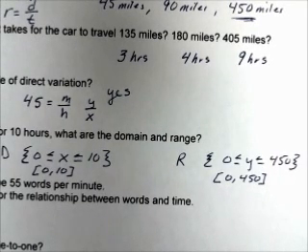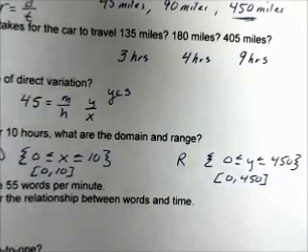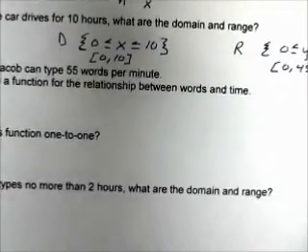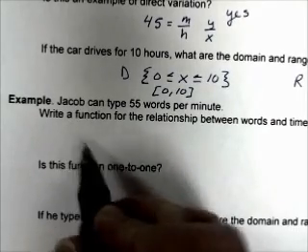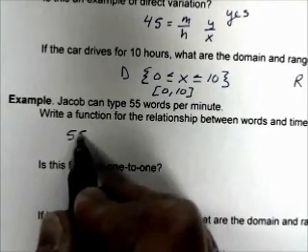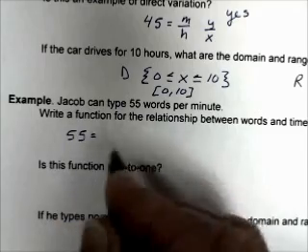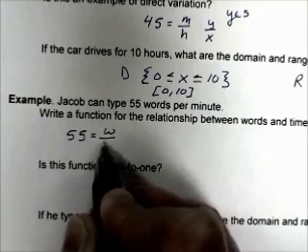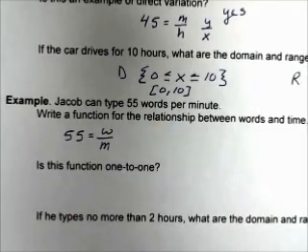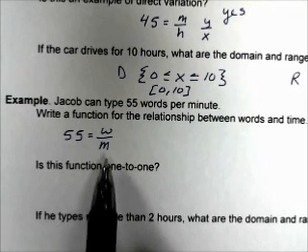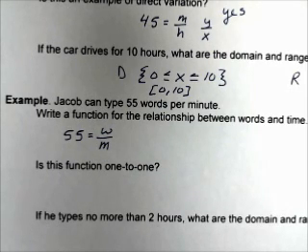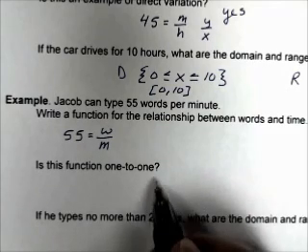Another example, Jacob can type 55 words per minute. So the 55 words per minute, that's his rate. So 55 equals words per minute. Write a function for the relationship between words and time. There it is. Is this function one-to-one? Yes.